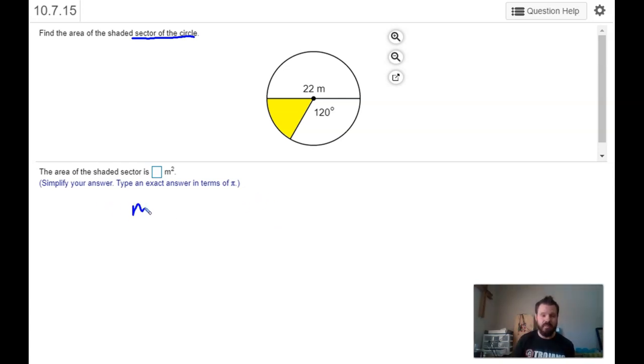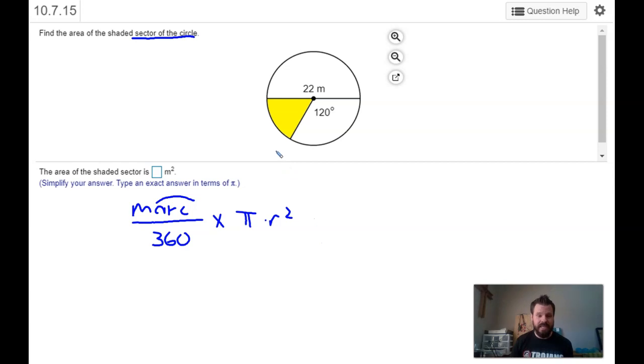It's going to be the measure of the arc divided by 360. So in other words, the fraction of the circle we're looking at, times, instead of the circumference, the area of the circle, which if you got through 1, 2, and 3, you know is just pi times r squared.